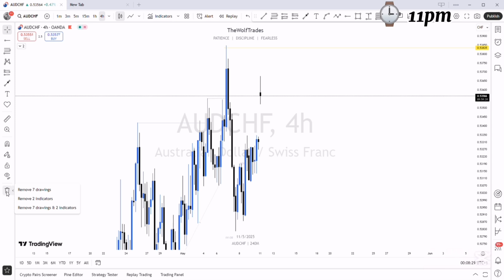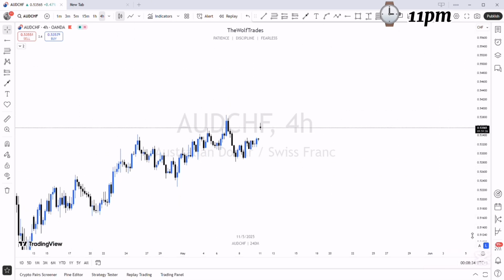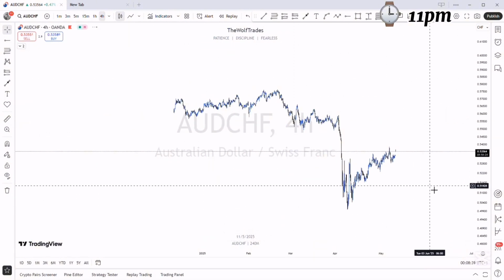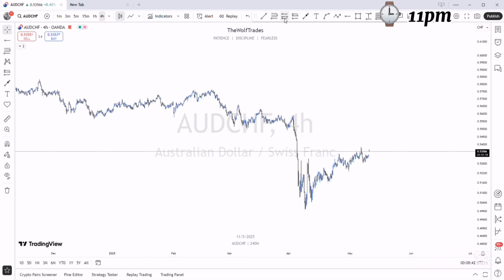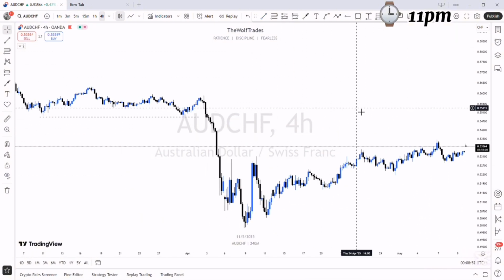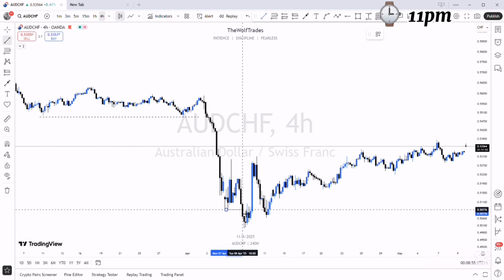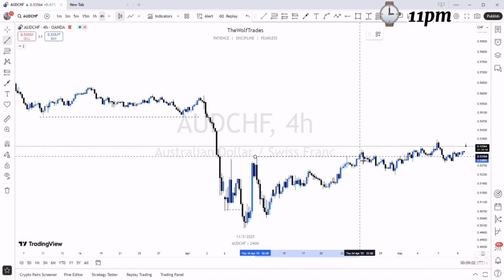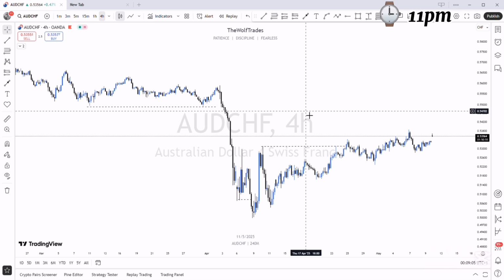AED chef, let me just delete everything. Let me scale out on the 4 hour time frame. You are massively in the downtrend. If you are in doubt, you mark your two recent break of structure. This is my recent break of structure, I scale in, and another break of structure, confirming we are in a downtrend, and that's a change of character price made.